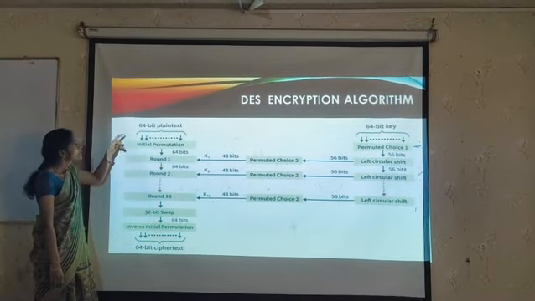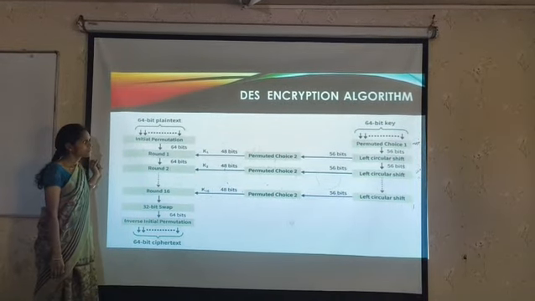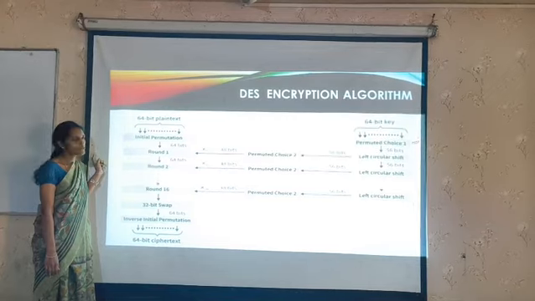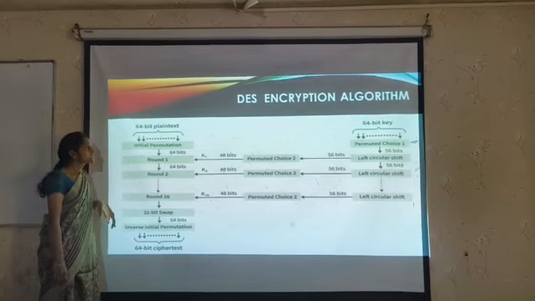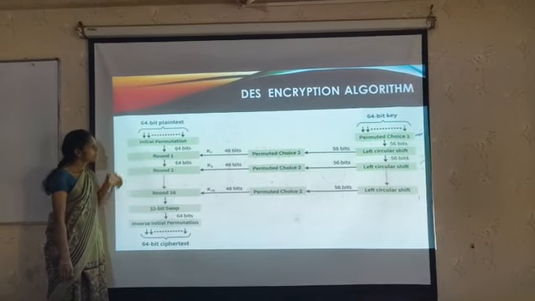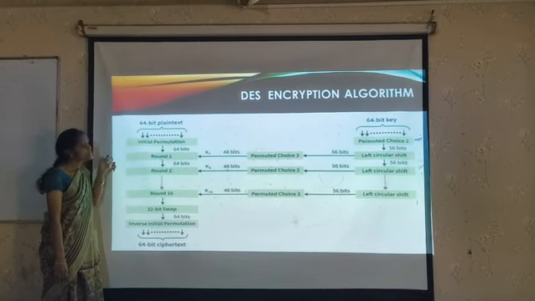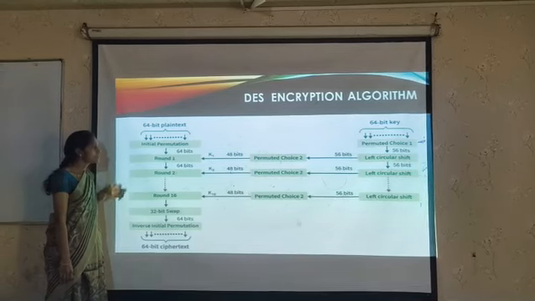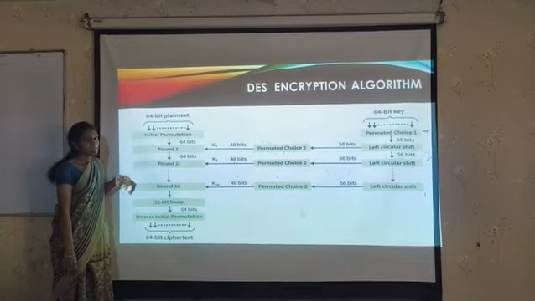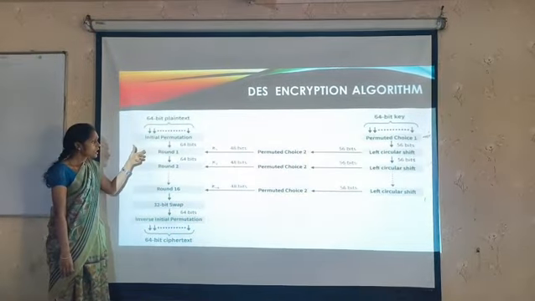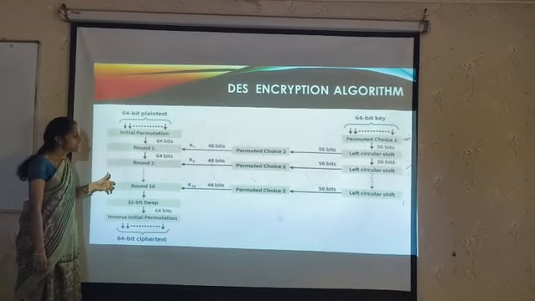And here we are giving 64-bit plain text to initial permutation function, and in initial permutation function will perform some permutations and it will generate 64-bit output, and that will be given to round 1, and in round 1 it will perform some operations. Soon we will see what are the operations that will be performed in round 1, and it will generate 64-bit output. Likewise, we will process 16 rounds.